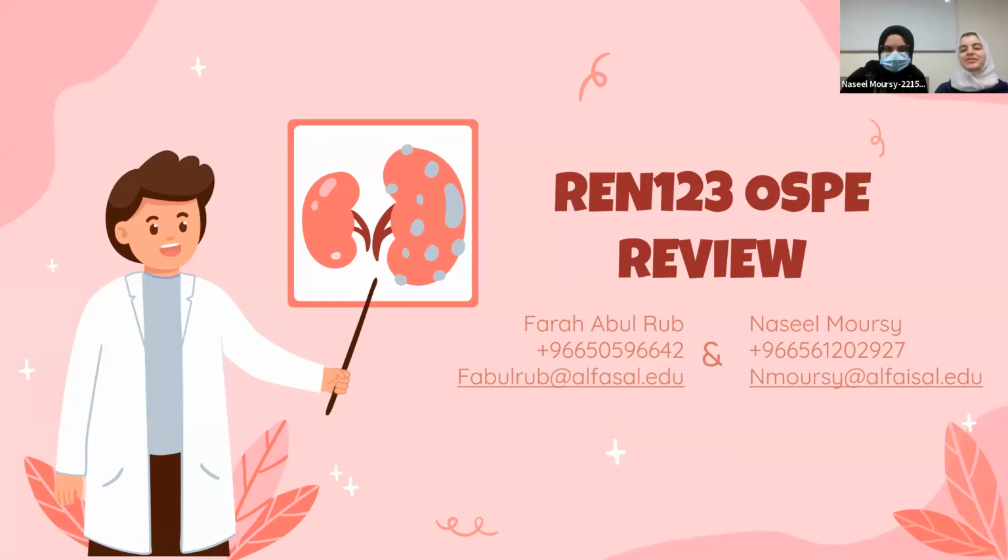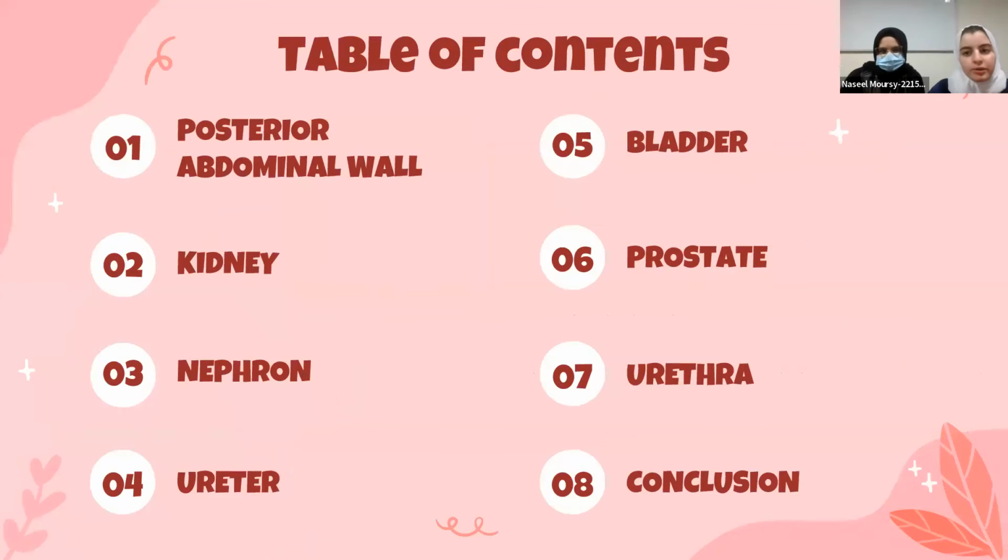So we're gonna be taking you through many different things. We're gonna go through the posterior abdominal wall, the kidney, nephron, ureter, bladder, prostate, urethra, and then we'll end with a conclusion. We're gonna cover anatomy and histology and some X-rays, ultrasound, all that.